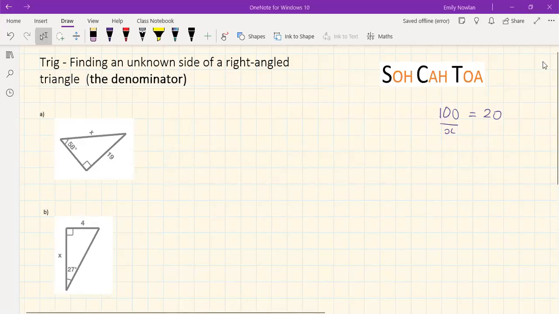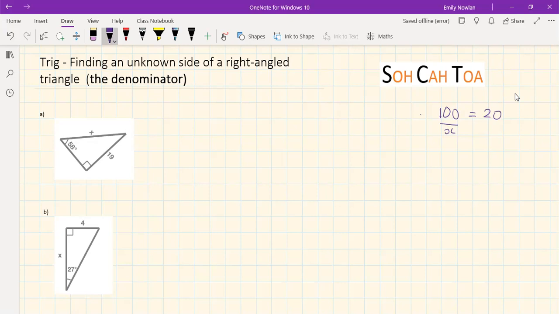Okay, we are going to do one step further now for finding an unknown side of a right angle triangle, but this time it's when you need to find the denominator. So let's start over here, just over to the side here with something not to do with trig. In days gone by, if we had a question 100 divided by x equals 20, how would we solve this?